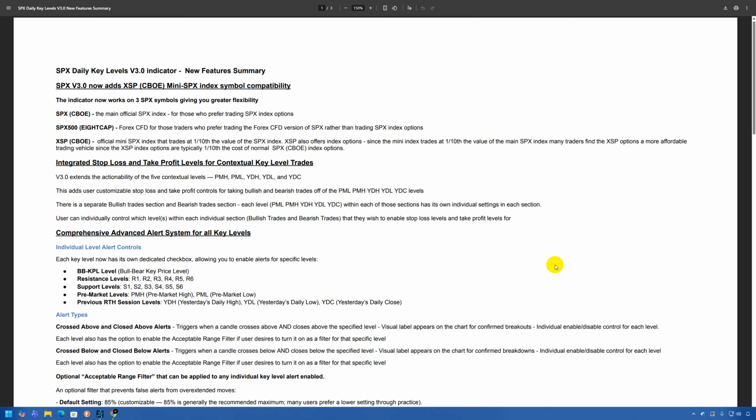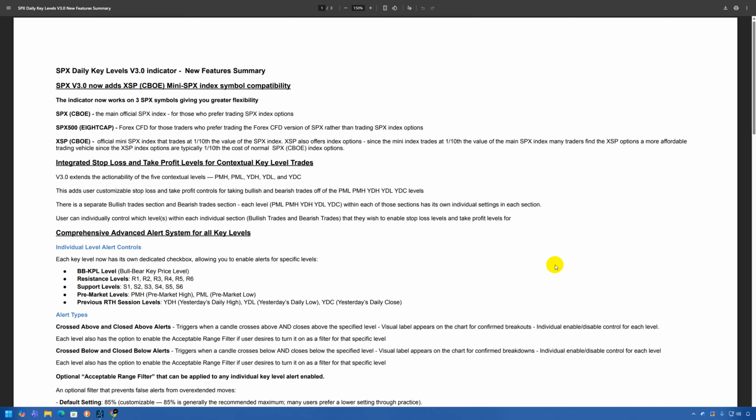In V3.0 we've also added integrated stop loss and take profit sections for contextual key level trades. These contextual key levels are the PMH, pre-market high, the PML, pre-market low, the YDH, yesterday's daily RTH session high, YDL, yesterday's RTH session low, and YDC, yesterday's RTH session close. This adds user customizable stop loss and take profit controls for taking bullish and bearish trades off of the PML, PMH, YDH, YDL, and YDC levels.